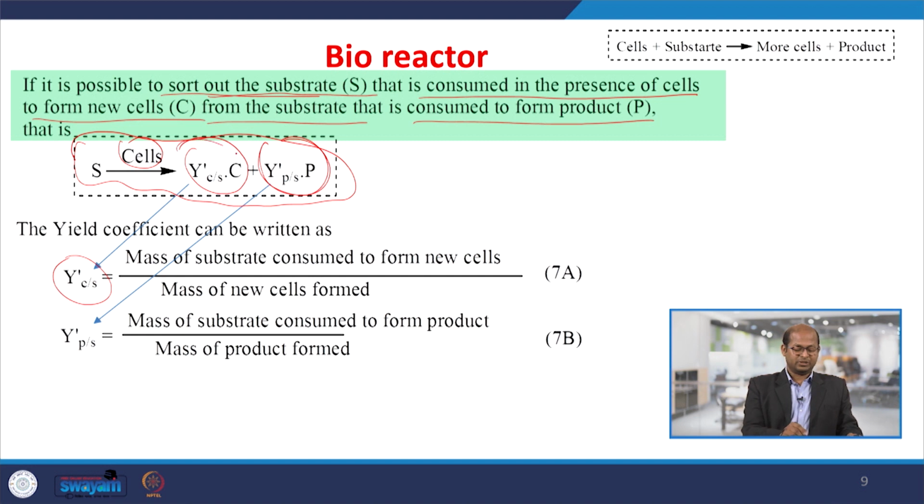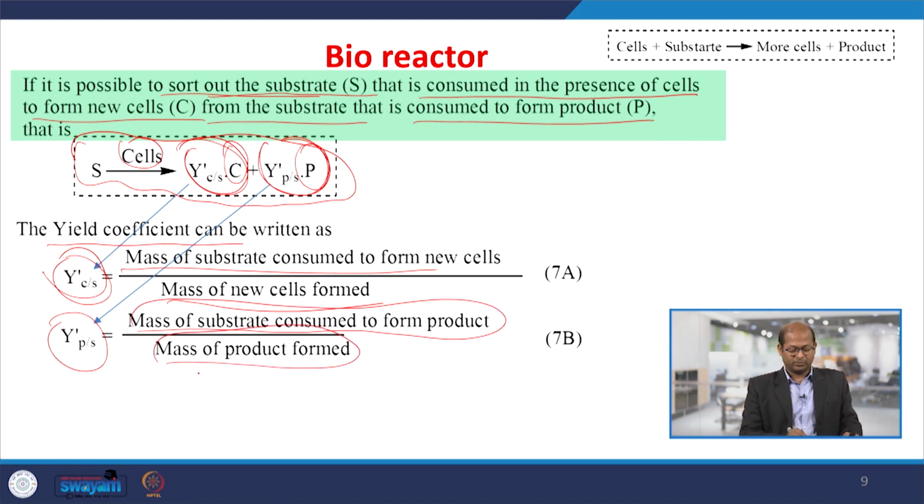On the right hand side, yield coefficient for the product, yield coefficient for the substrate, multiplied with the cell concentration multiplied with the product concentration. So, we can write the yield coefficient this way. What is Y prime CS? Y prime CS is the mass of the substrate that is consumed to form new cells per mass of the new cells formed. And Y prime PS is the mass of the substrate consumed to form product per mass of the product formed. Okay. So, this way we can express the substrate as well as the product and the new cell formation.